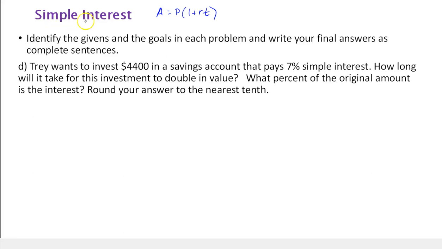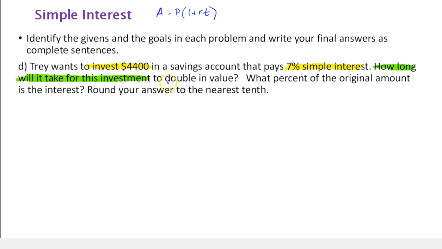In this video, we're going to look at a simple interest problem. Identify the givens and the goals in each problem and write your final answers as complete sentences. So Trey wants to invest $4,400 in a savings account that pays 7% simple interest. Okay. And now here comes a question which will be a goal. How long will it take for the investment to double in value?